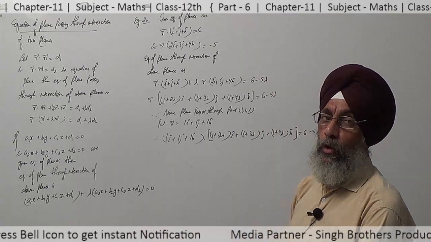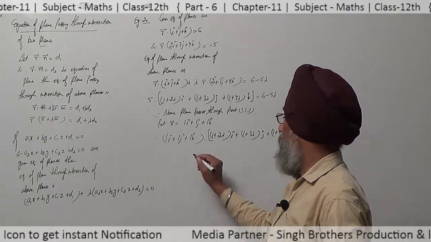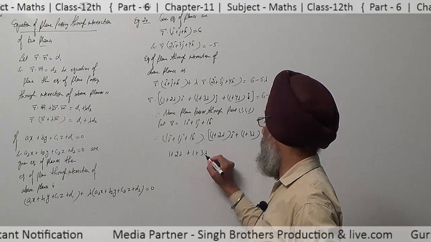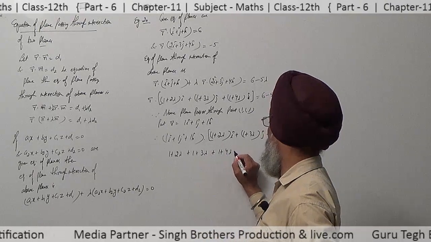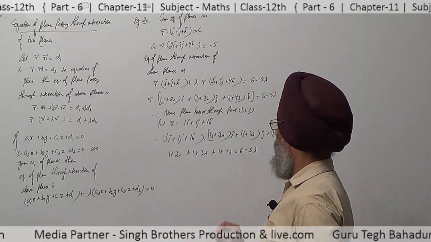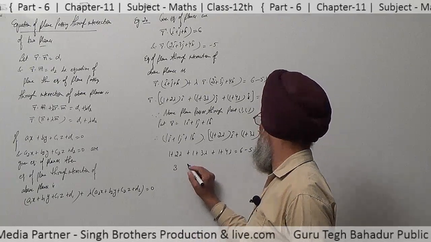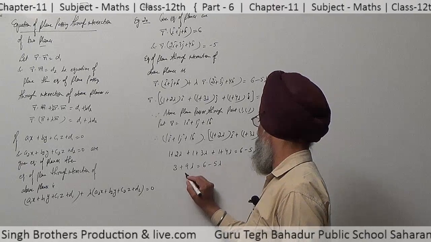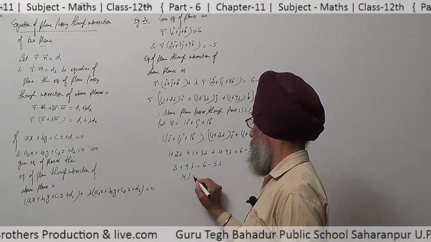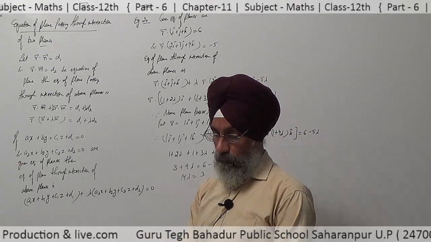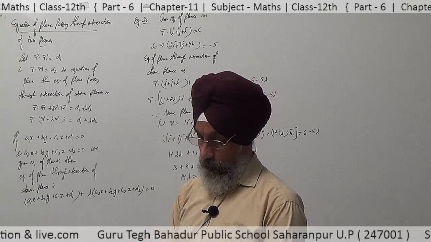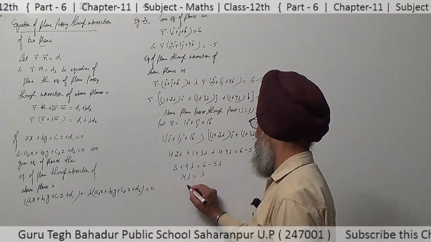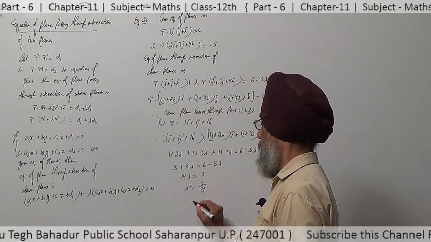Now we have the dot product of these components. On dot product of i with i, we get 1 plus 2 lambda, 1 plus 3 lambda with the j component and 1 plus 4 lambda with the k component, is equal to 6 minus 5 lambda. That is 3 plus 9 lambda, so it becomes 14 lambda is equal to 3. So the value of lambda becomes 3 upon 14.